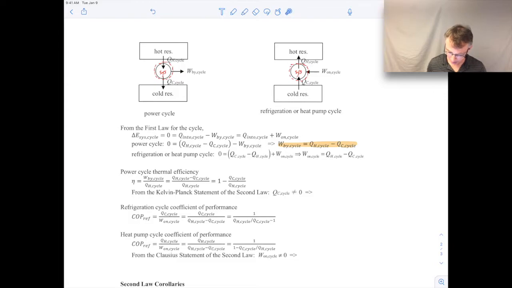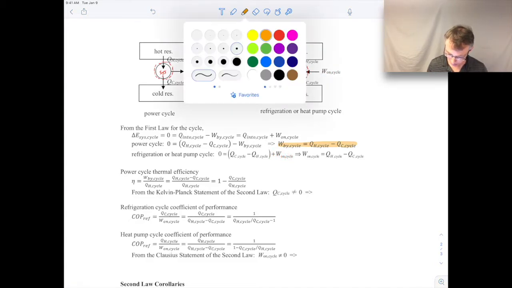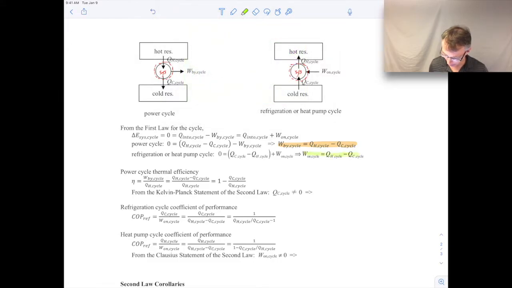You can do the same thing for the refrigeration or heat pump cycle. There, the heat coming into our system is going to be QC minus QH, so that's right here. And then here we have work being done on the system over the cycle. That's there. So we'll get this expression. Let me highlight it in green. So that's what we get from the first law. Again, this is just review.